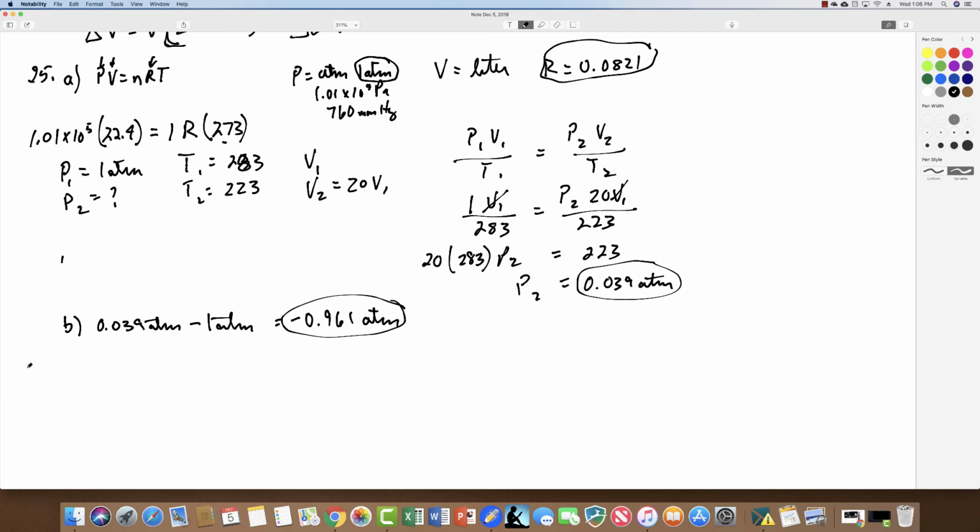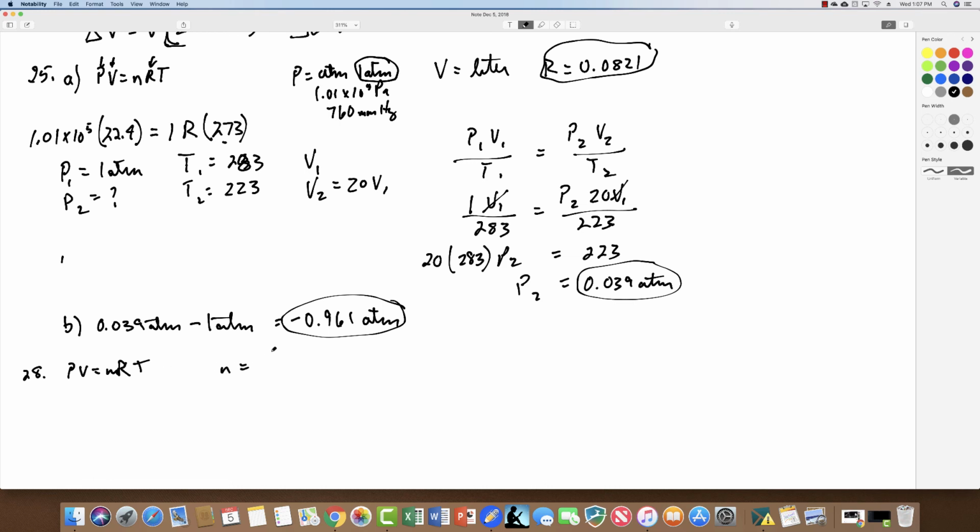Number 28 is very straightforward. Number 28 asks you to calculate the number of moles of a 2-liter volume of air in the lungs of an average person, knowing that the temperature is body temperature of 37 degrees. Now, because they don't tell you, the assumption here is that you're dealing with a pressure of 1 atmosphere, or sea level pressure. So PV is equal to nRT.